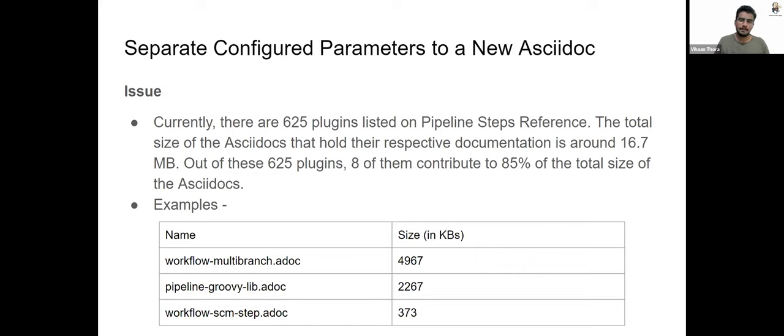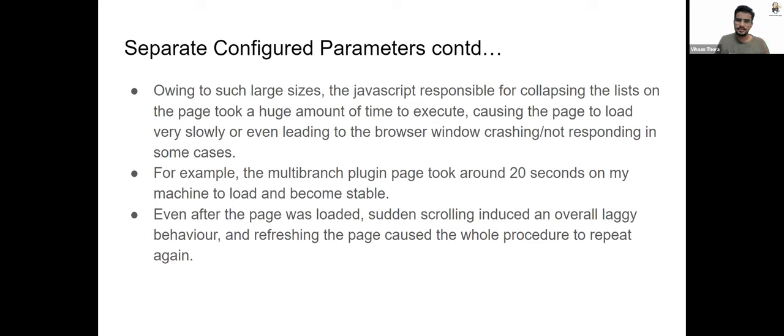So some of the observations that I did before I started coding were that there are around 8 big plugin pages that contribute to about 85% of the total size of the ASCII docs. The total size before the project was done was around 16.7 MBs. This is basically all the ASCII docs that we see on pipeline steps reference, all the ASCII docs that come within that. And here are some of the examples of those ASCII docs. So for example, workflow multi-branch had a size of 4967 KBs, which is around 5 MBs. Pipeline Groovy was 2.2 MBs, and workflow SCM step was around 0.4 MBs. So these are actually very big if you see how lightweight ASCII docs are in general. So the task was to make these pages smaller in size.